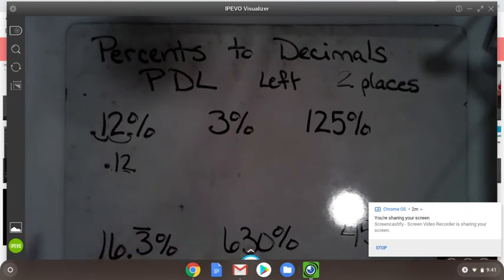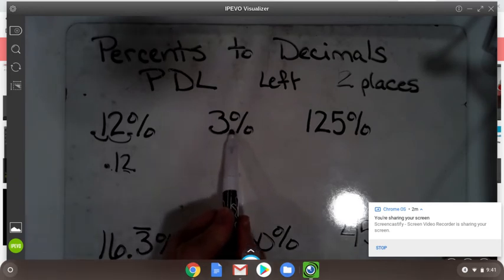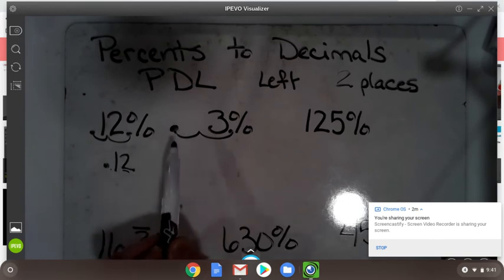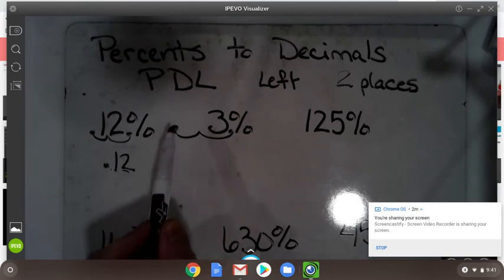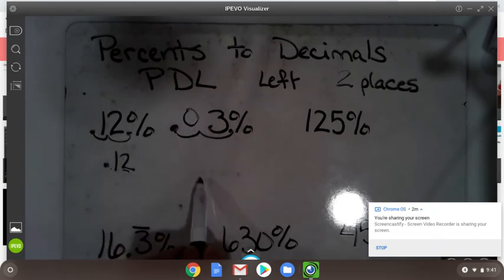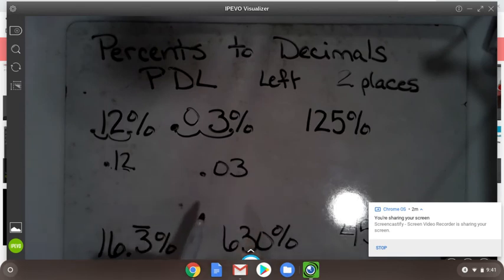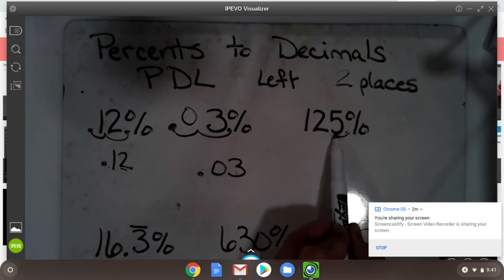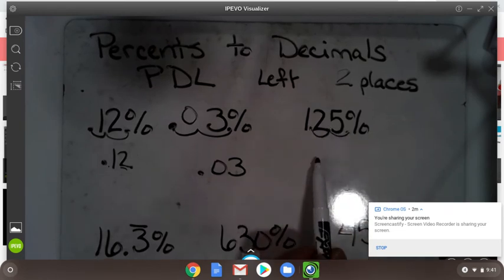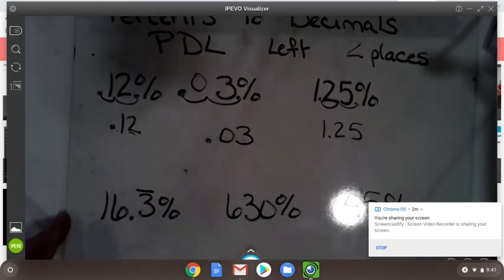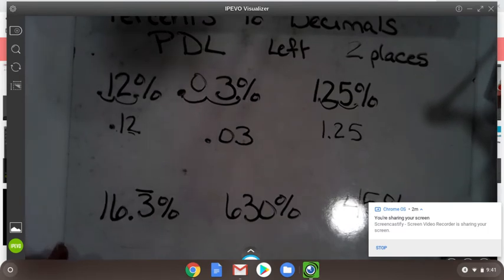Okay? So it gets a little harder on this one because I go to move the decimal. 1, oh, there's nothing there. So what I do is I make a space. And remember what we do? We fill in the egg carton. That's right. Good job, you guys. So this turns into 0.03. In this case, 125% turns into 1.25.